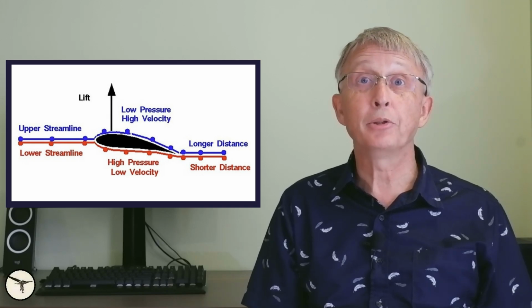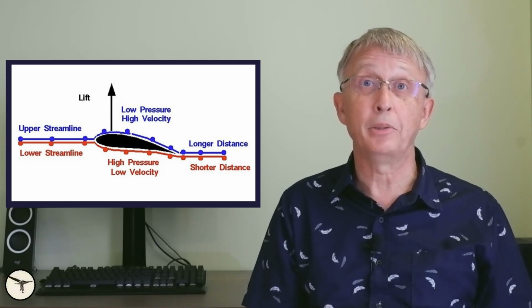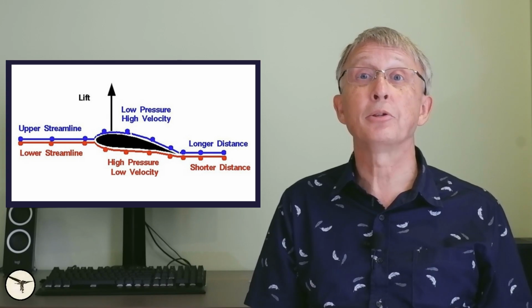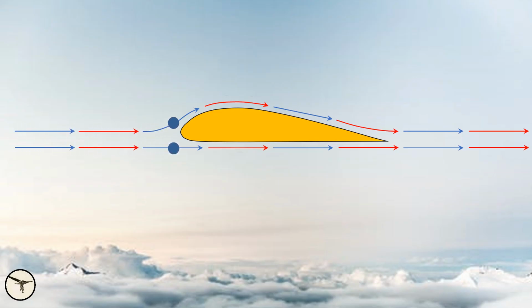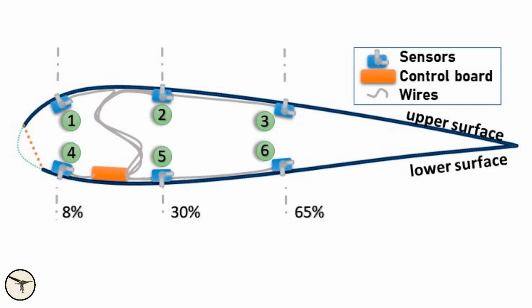I started this video talking about the equal transit time hypothesis. It has been taught to millions of children in science classes, civilian pilots, and even military pilots. But there is a problem. Just ask yourself, how can two air parcels separated by the wing know where the other is? They are not married.